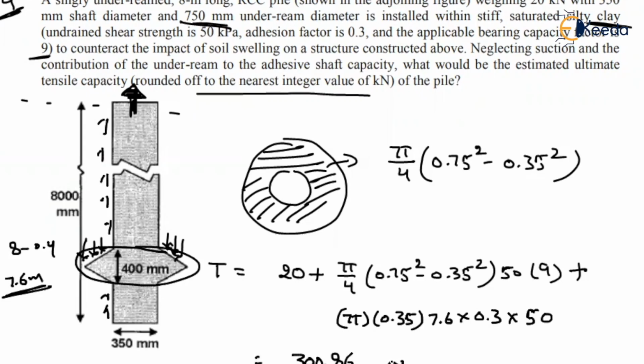So the answer, they're asking us to round it off to the nearest integer. What is the nearest integer? That will be nothing but 301 kilonewtons.